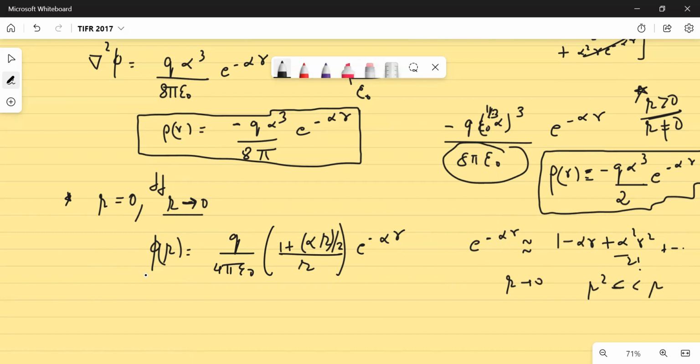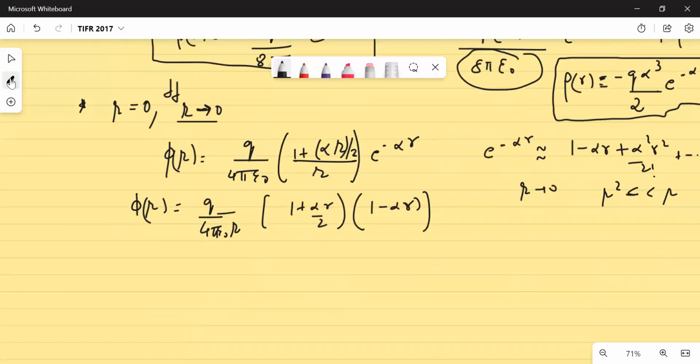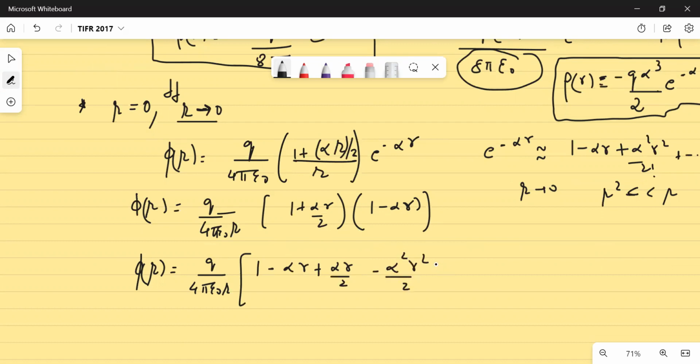And if I just retain a few terms, then my phi as a function of r will be q upon 4 pi epsilon naught. And you just take r here, and then you have 1 plus alpha r upon 2. And then you have this 1 minus alpha r. Okay. So overall, in this expression, phi as a function of r is q upon 4 pi epsilon naught r. And then you have this 1, and then you have minus alpha r. Then you have plus alpha r upon 2. And then you have minus alpha square r square upon 2. And there would be some higher order terms which I'm not interested in right now.